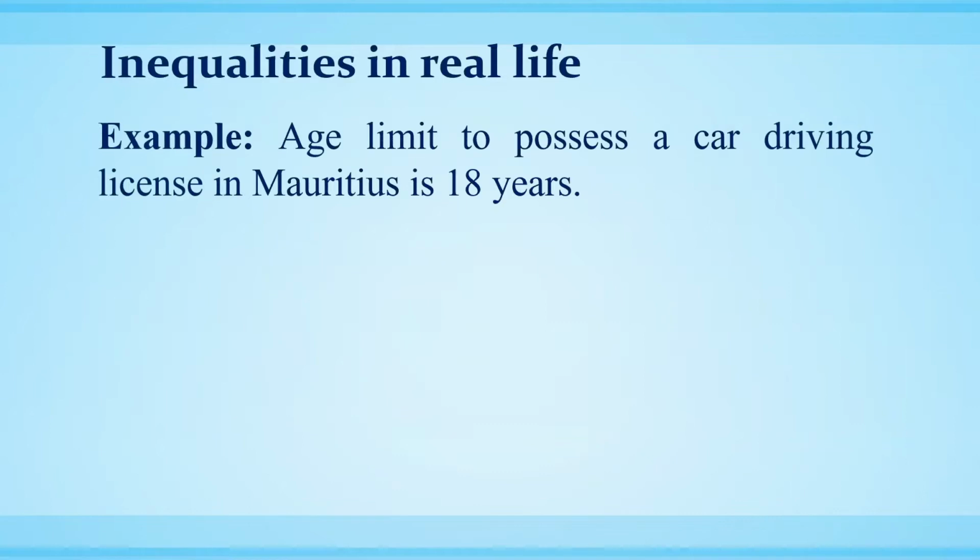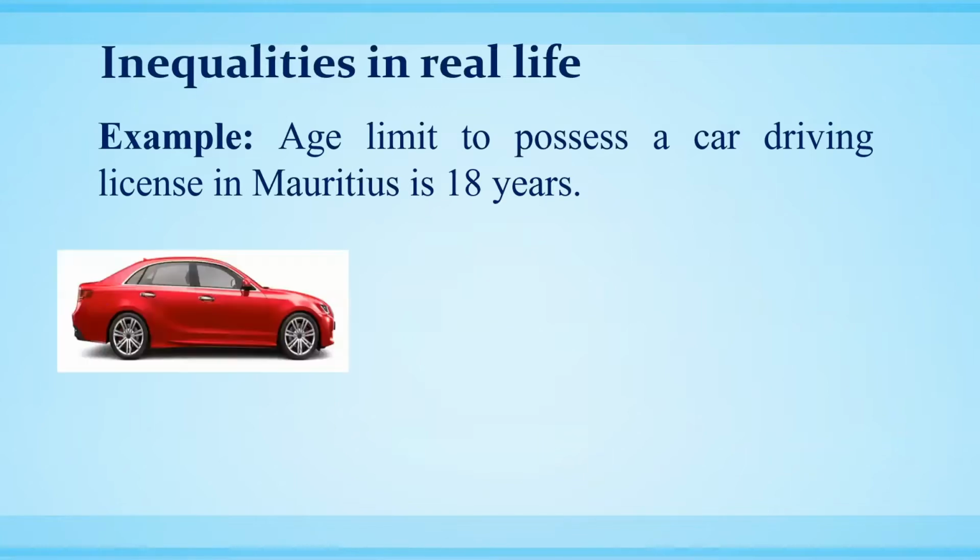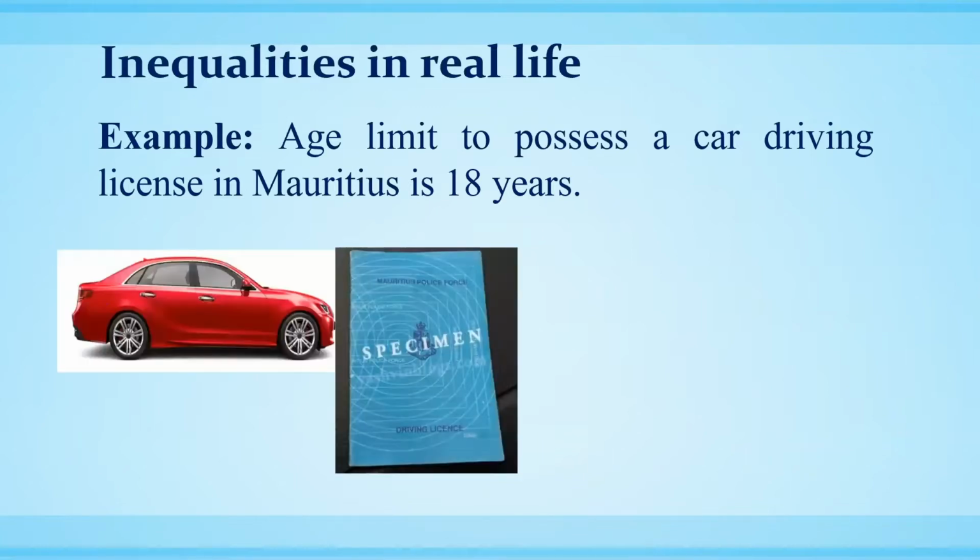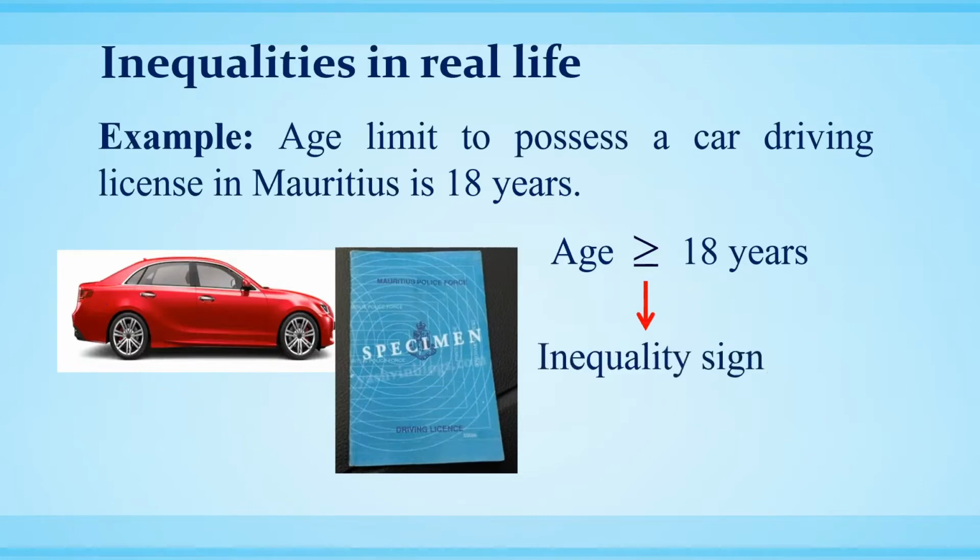Look at this second example. The age limit to possess a car driving license in Mauritius is 18 years. So, for a driver to possess a car driving license, he or she should be at least 18 years old. That is, he or she must be 18 years old or older than that. So this is the inequality sign representing greater than or equal to. Or we can simply refer to it as greater or equal to.